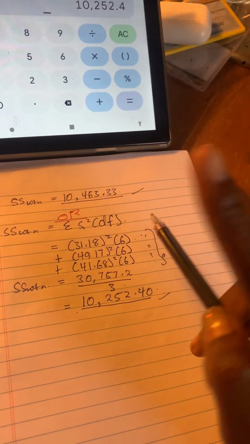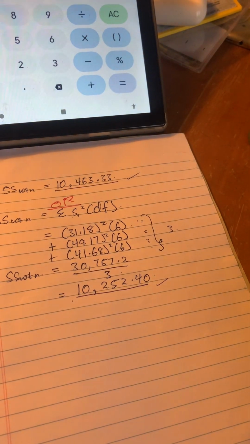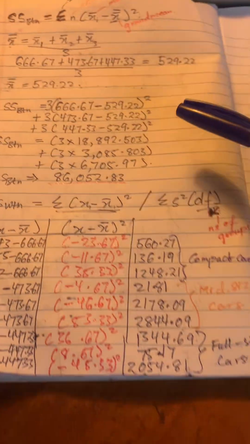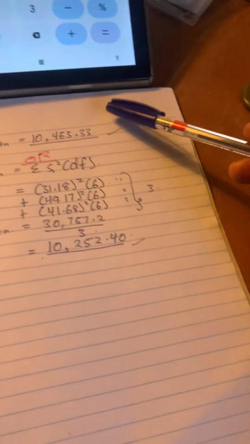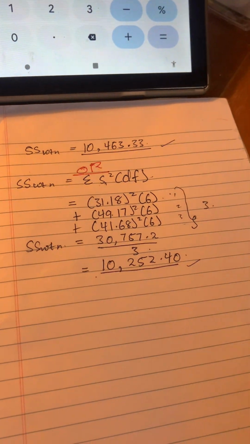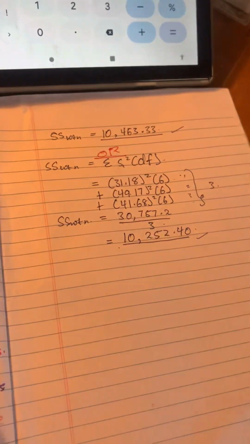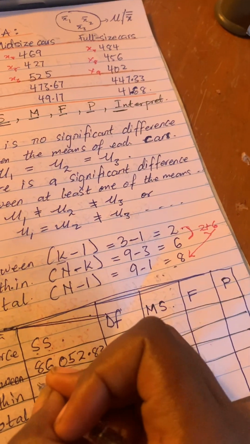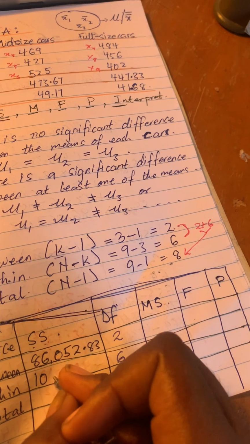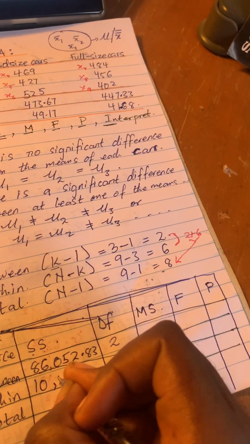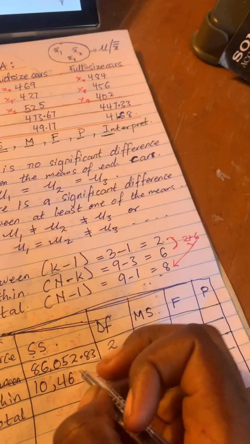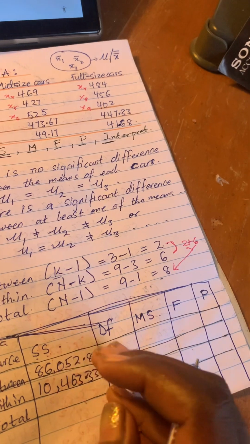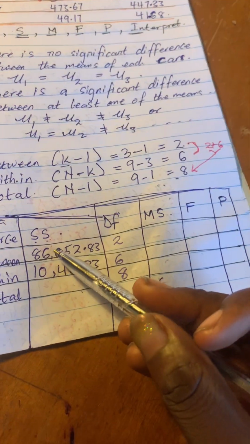So we have 10,000 something. And when you do the computation, either for the individual values or the variance, you are going to end up reaching the same conclusion about rejecting the hypothesis in our subsequent section. So now we've gotten our sum of squares within, which is 10,463.33. So we record it in our table nicely.